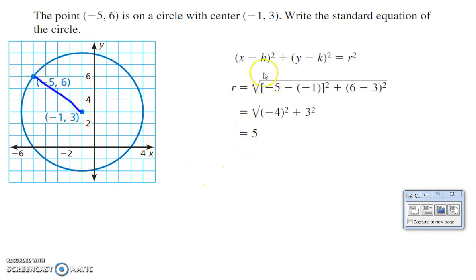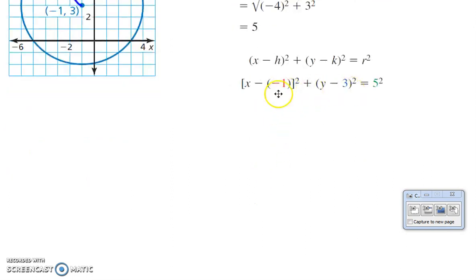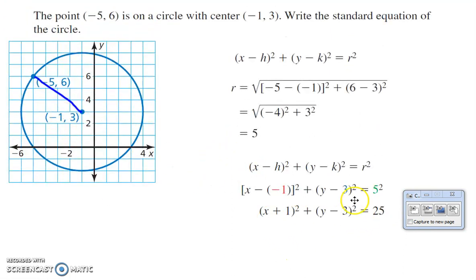Once you have the radius, now we're going to use one of these points. Sorry, no, you're going to use the center, and you're going to plug that in for h and k, right? And then simplify this down as much as you can. Negative minus a negative is going to give me a plus. So that is in standard form right here.